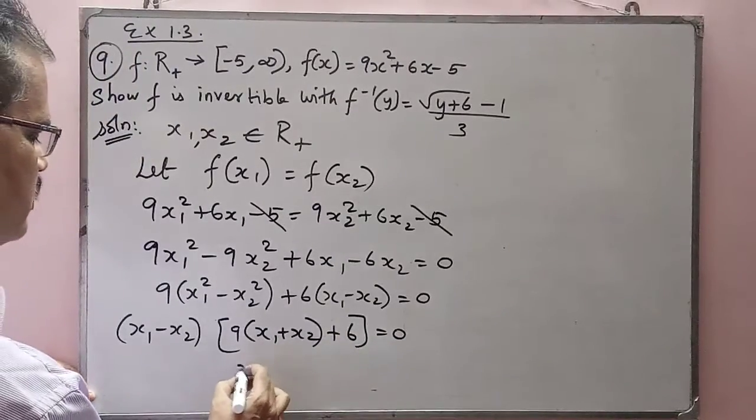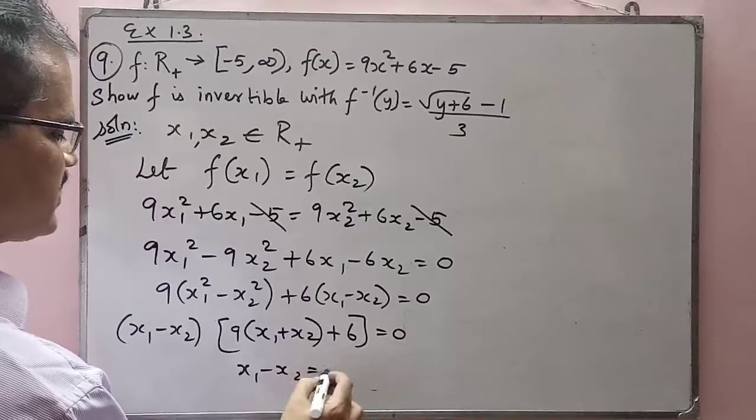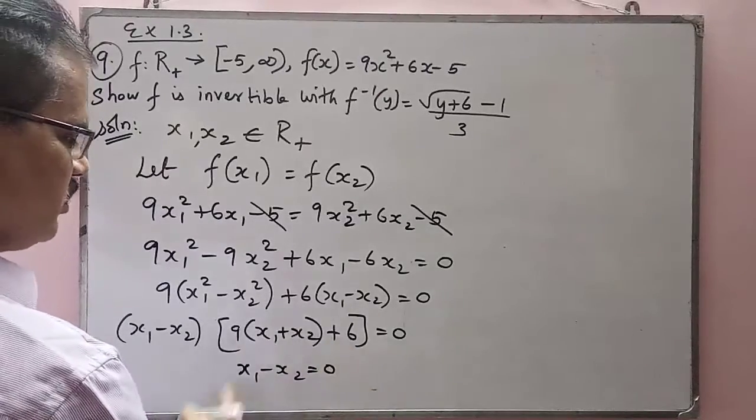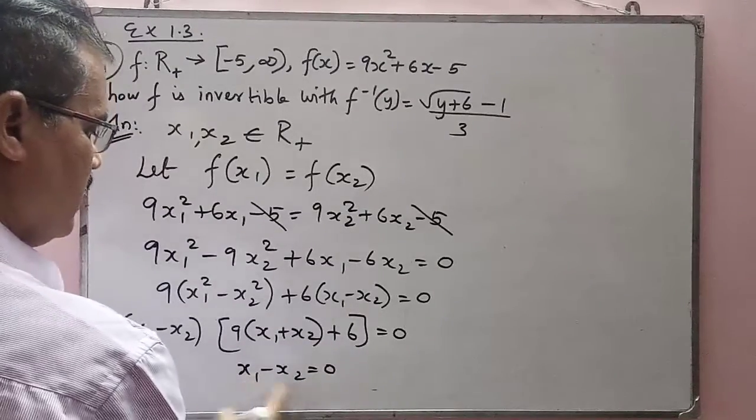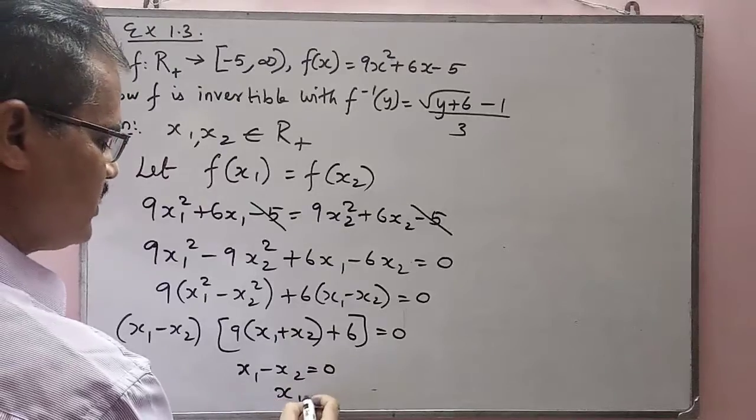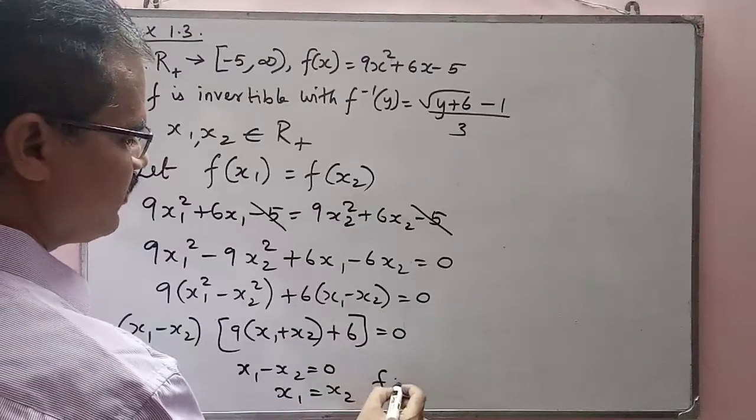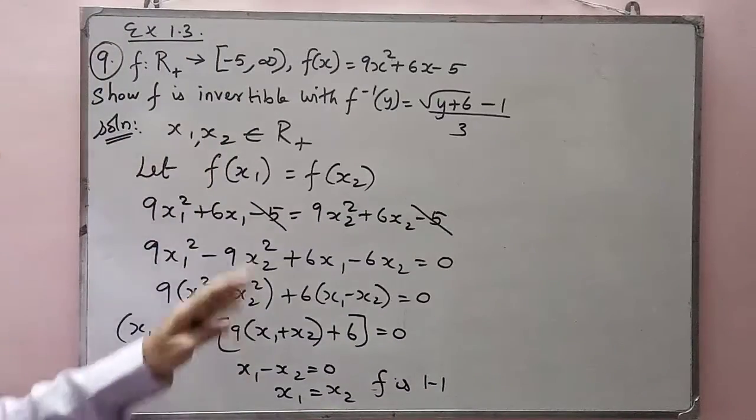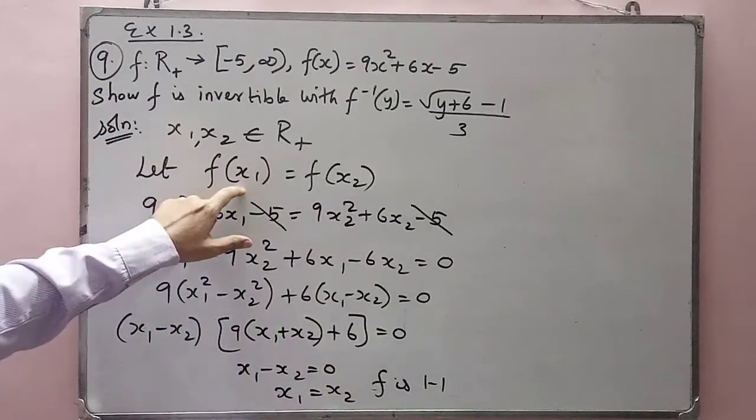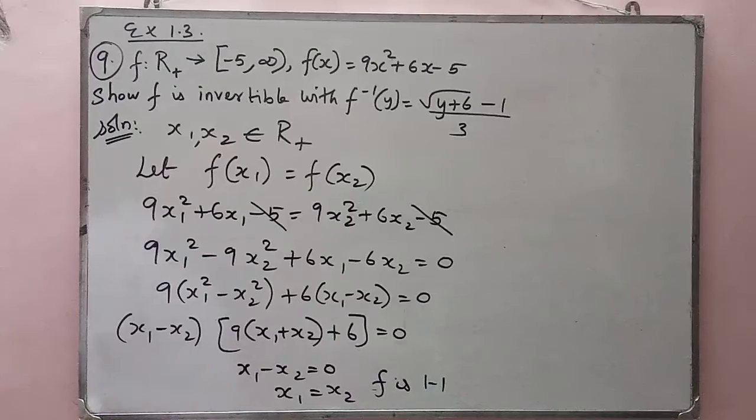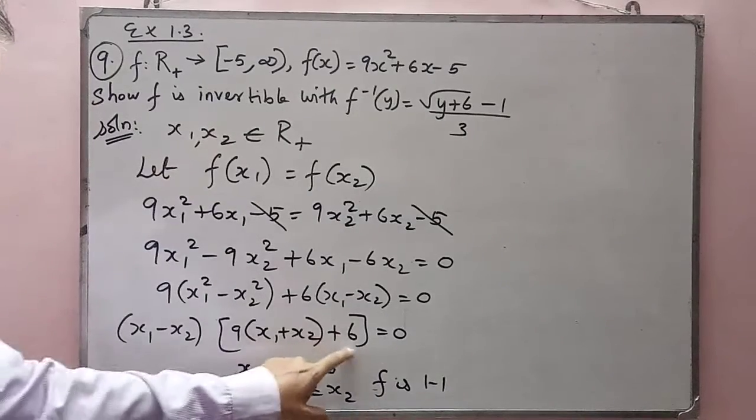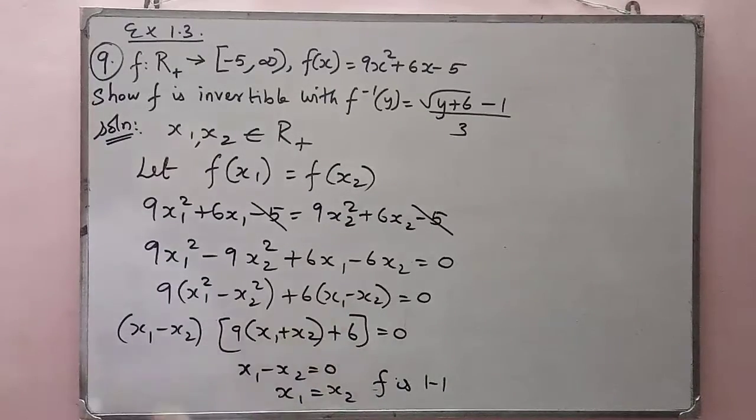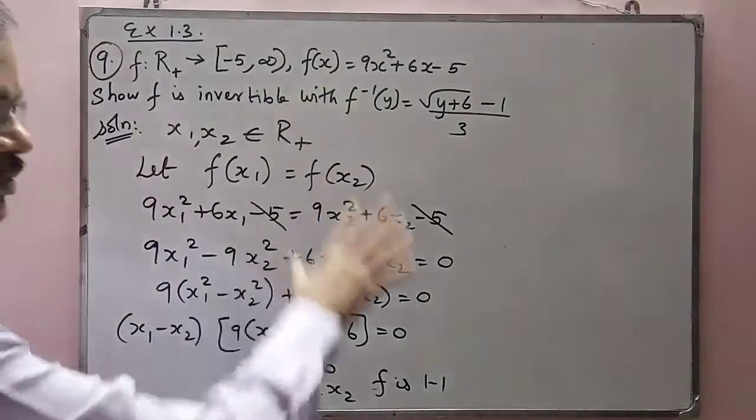So x1 minus x2 equals 0, because these are all positive. They will be greater than 0 because 9 is there, 6 is there. So x1 minus x2 equals 0, so x1 equals x2. Therefore f is one to one. Okay children, this is the proof. We started with the images and showed the elements are equal, and I told you the other factor is not equal to 0 because 6 is there. Okay children, this is for one to one.